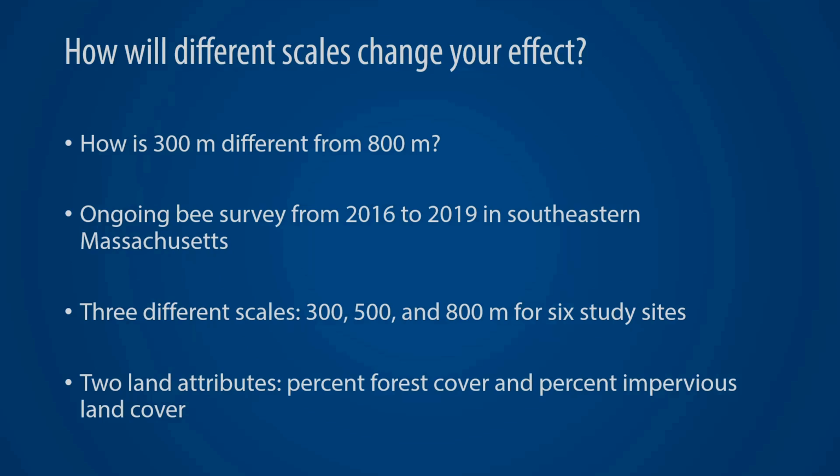Three commonly used scales were chosen, that being 300, 500, and 800 meters for 6 study sites. Some studies will use scales that are smaller, and some will use scales that are larger, but these should give a good representation for most studies. And for the land attributes, I'll be using percent forest cover and percent impervious land cover, 2 commonly used land attributes.